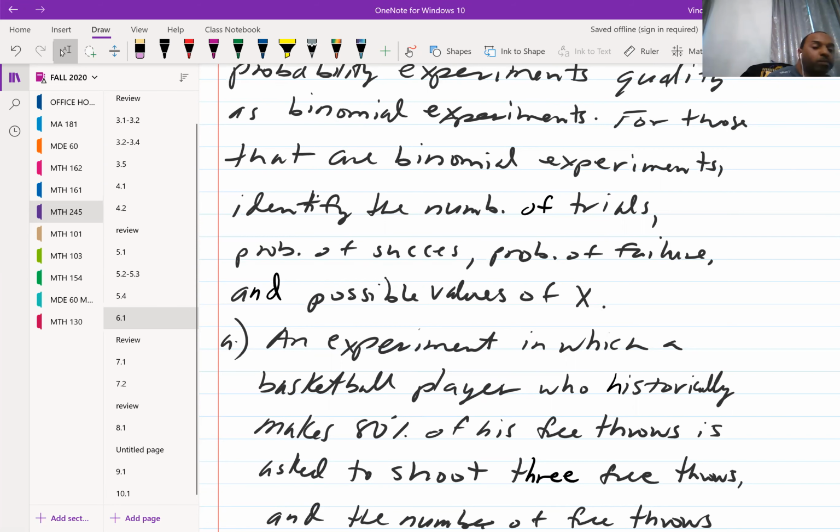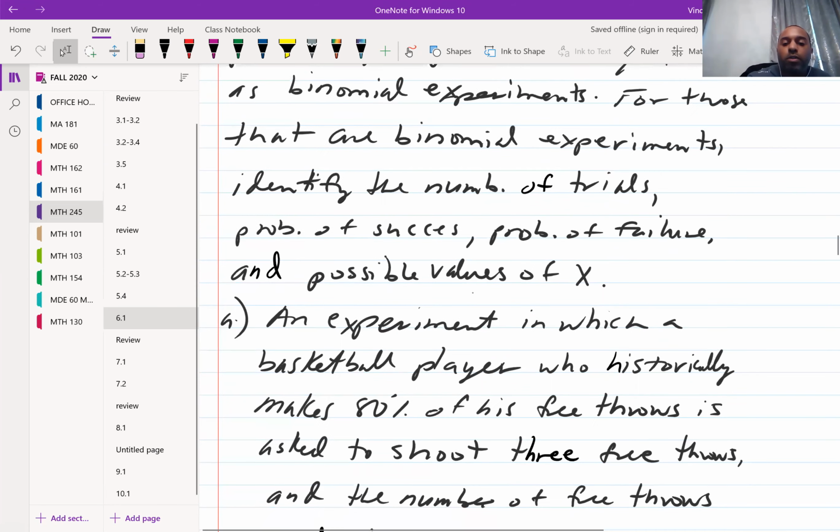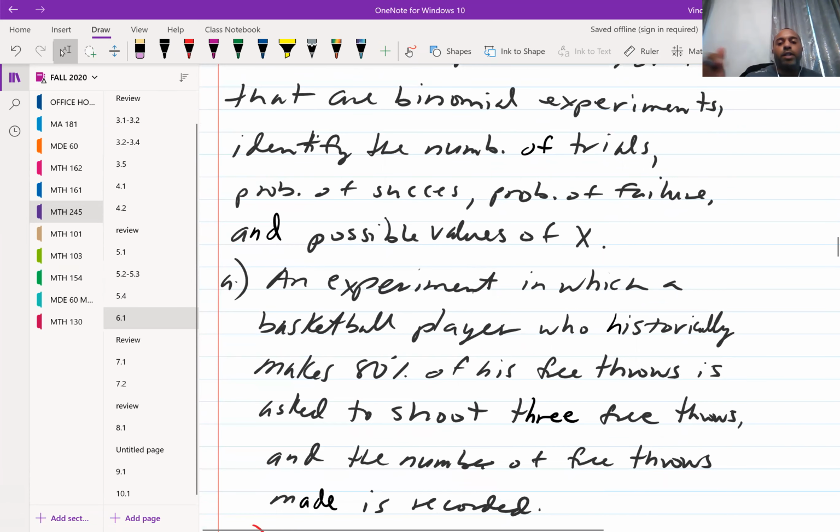All right, so the first one: an experiment in which a basketball player who historically makes 80% of his free throws is asked to shoot 3 free throws, and the number of free throws made is recorded.